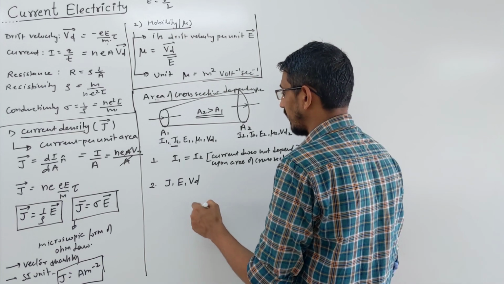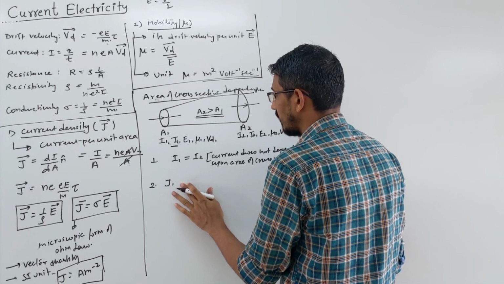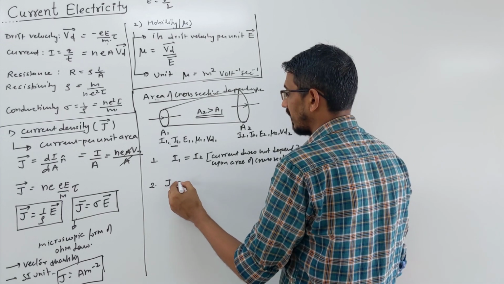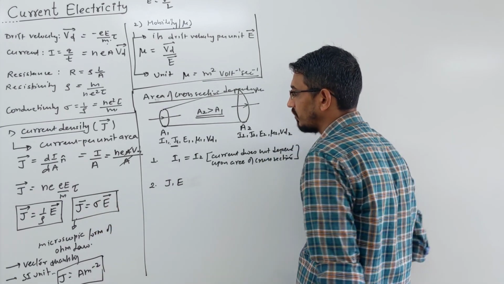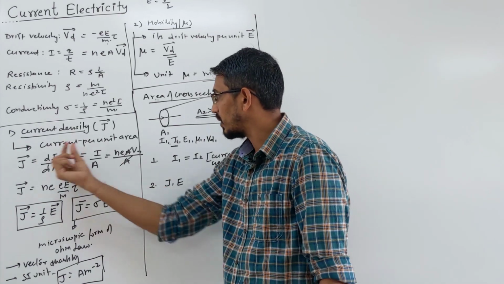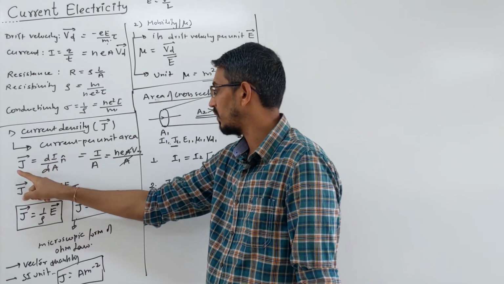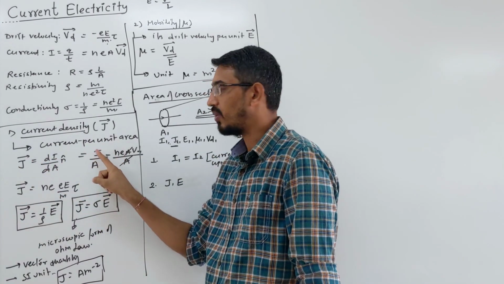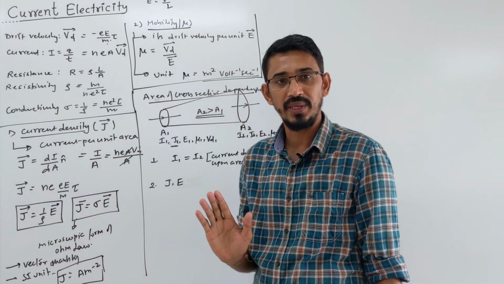So let me write first, electric field. If you watch carefully, why electric field? J you have understood, current density varies inversely with area, because look at the formula: current density is current by area. Current is constant at this point and this point, so J and area are inversely proportional.